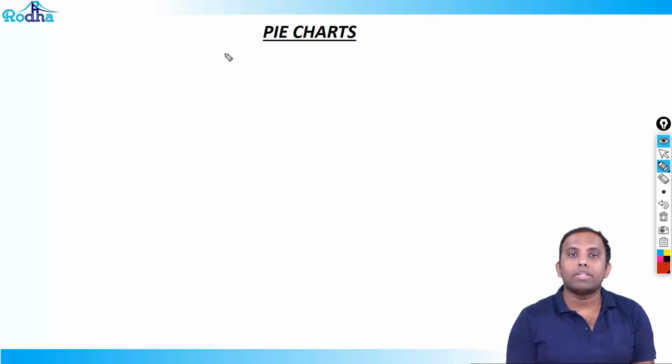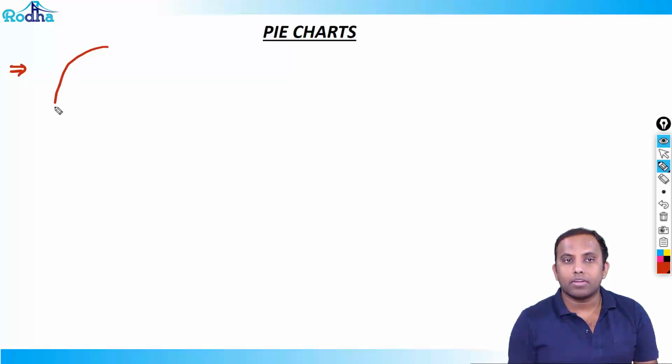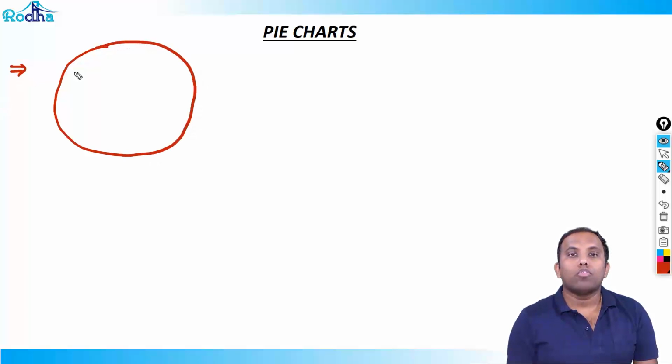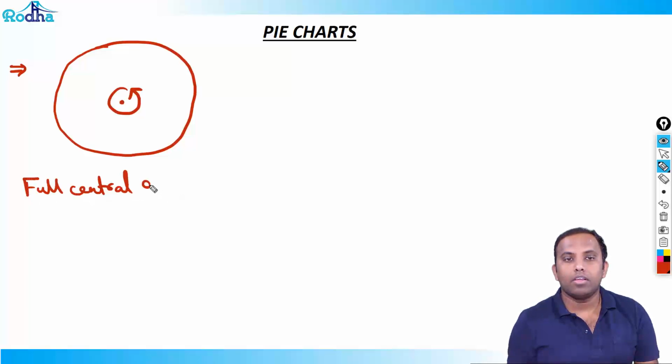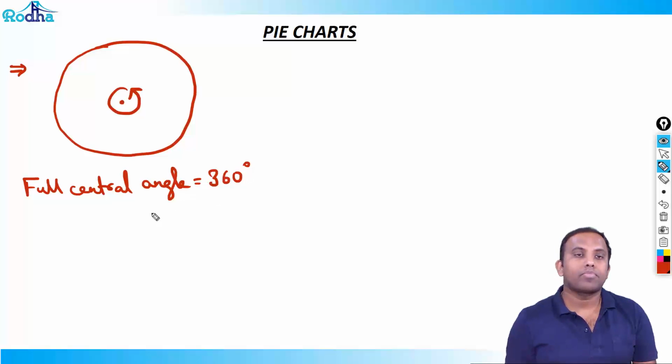So I'll tell you how to draw pie chart. What is pie chart? Everything right from basics, okay? So pie chart is basically a graph when represented in a circle. Obviously when it comes to a circle, we know that the full central angle of circle is how much? It is 360 degree. Correct.